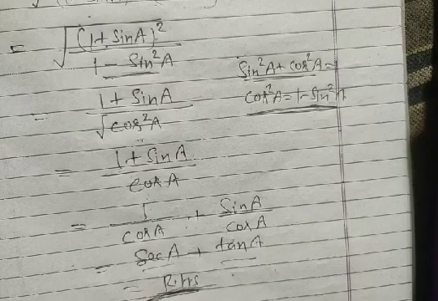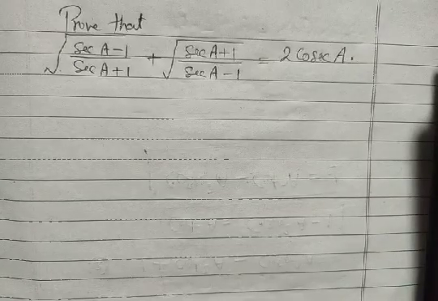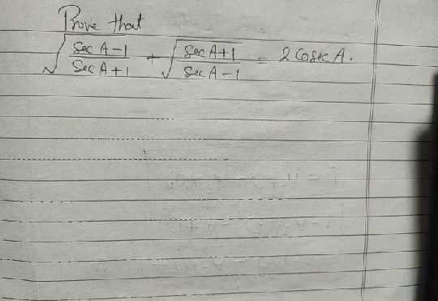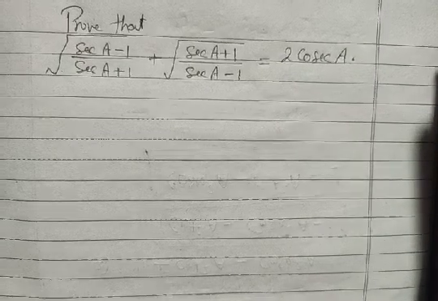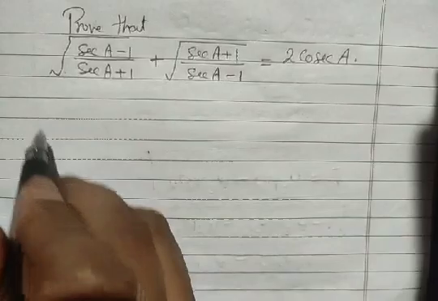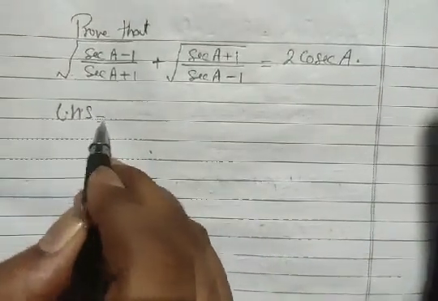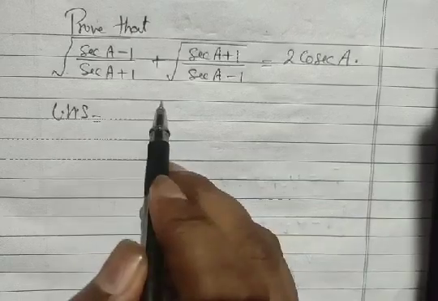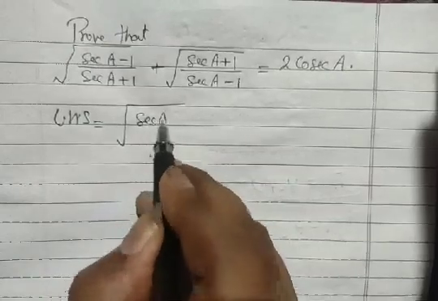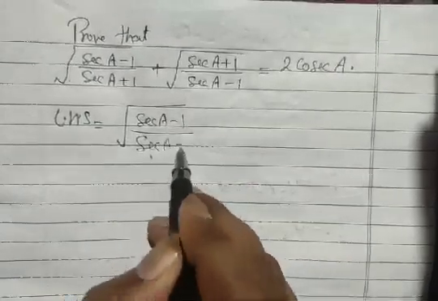Now we move on to another problem, similar to the last problem. We have to prove that under root (sec a minus 1) upon (sec a plus 1) plus under root (sec a plus 1) upon (sec a minus 1). You can solve it by rationalizing both, as we did in our last problem. But now I am just taking our left hand side and taking the LCM, and then solving it. First of all, write our left hand side: we have sec a minus 1 upon sec a plus 1.